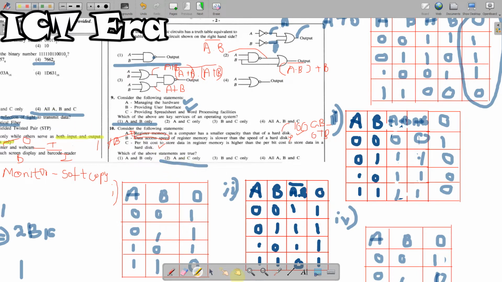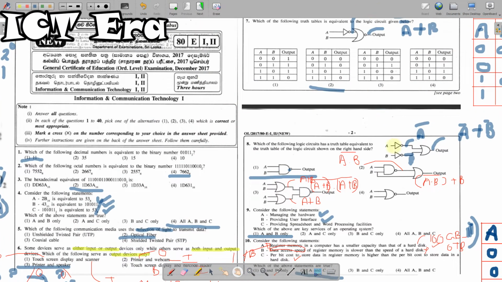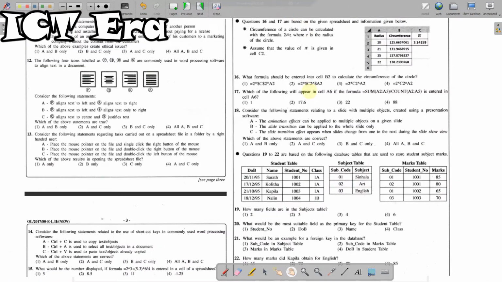Now we finished all the first 10 questions in part 1. So let's finish the other 10 questions. Okay, so let's get started. 11th one.